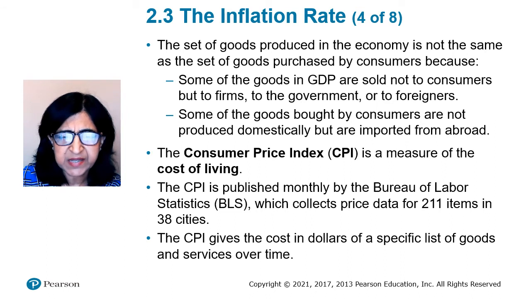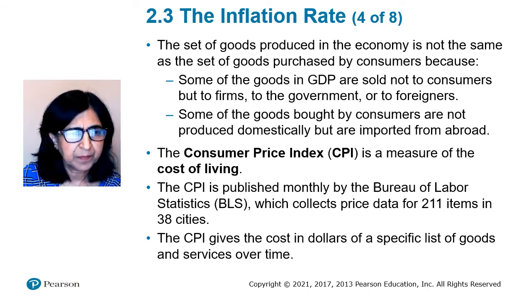The Consumer Price Index, CPI, is a measure of the cost of living. The CPI has been in existence in the US since 1917 and is published monthly by the Bureau of Labor Statistics, BLS. The CPI gives the cost in dollars of a specific list of goods and services over time. The list, which is based on a detailed study of consumer spending, attempts to represent the consumption basket of a typical urban consumer and is updated every 2 years.